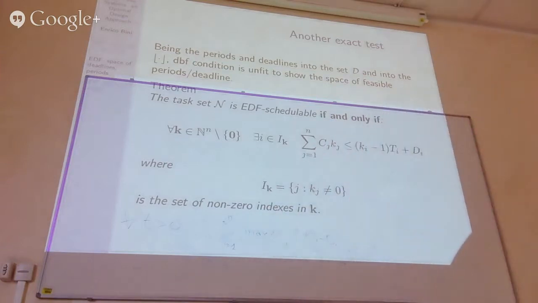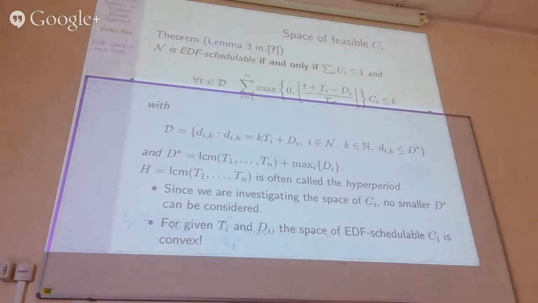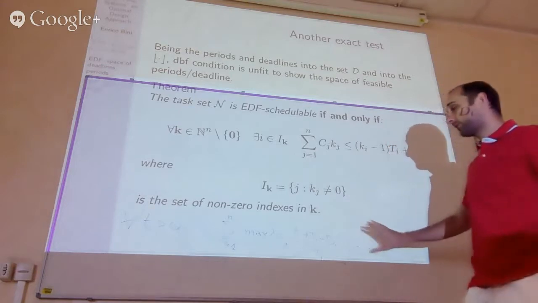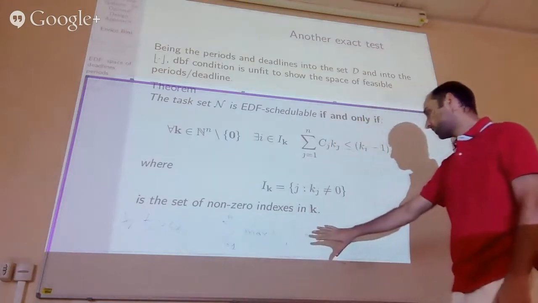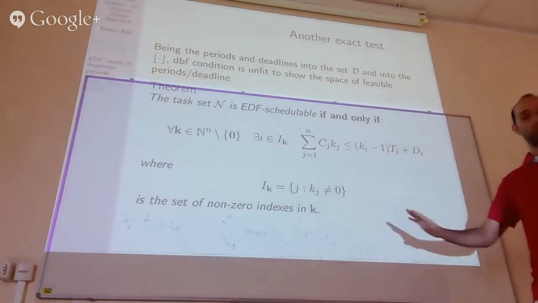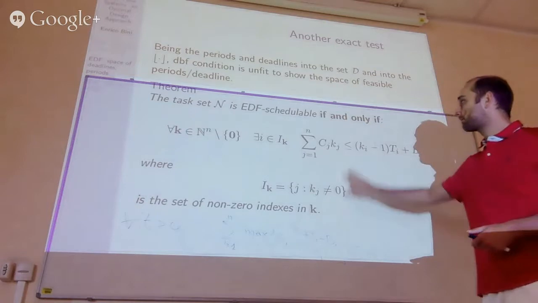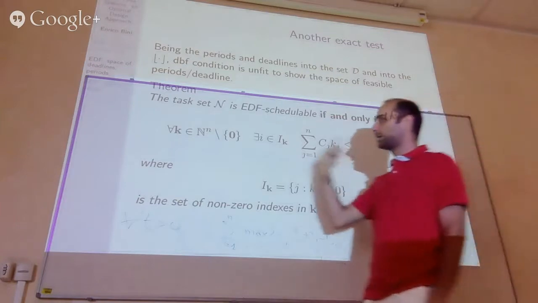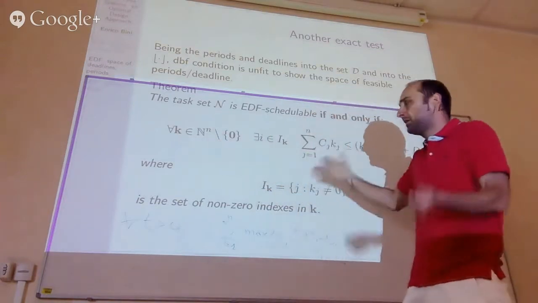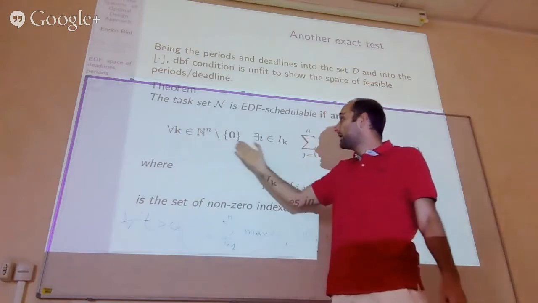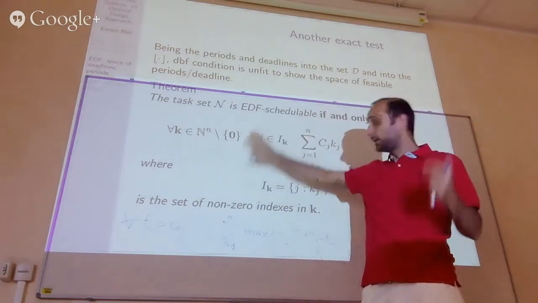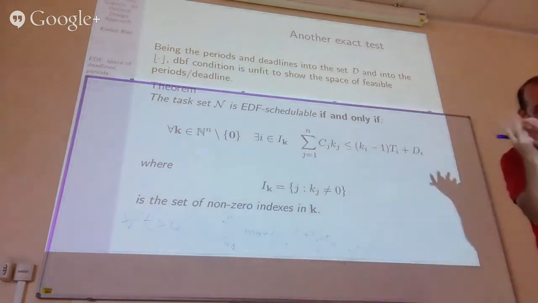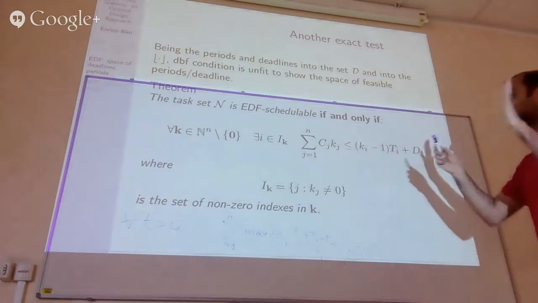I hope I didn't make a mistake. Yes, plus. Okay, this is the DBF. For all t, the sum of number of jobs times computation time is less than t. We want to prove that this implies this. What does it mean? Proving this means that for all k, we have to find an i, possibly using this hypothesis. We have this, and we have to prove this. So in the end, we have to find i for a given k.